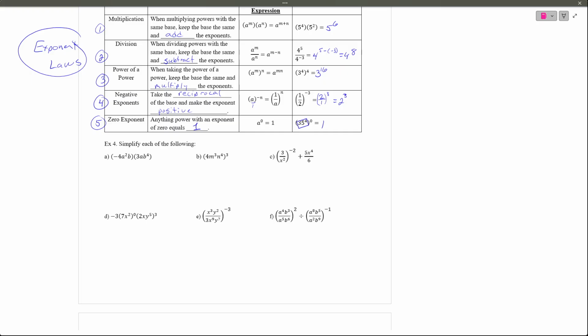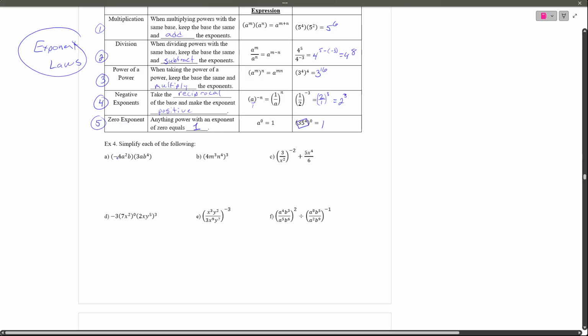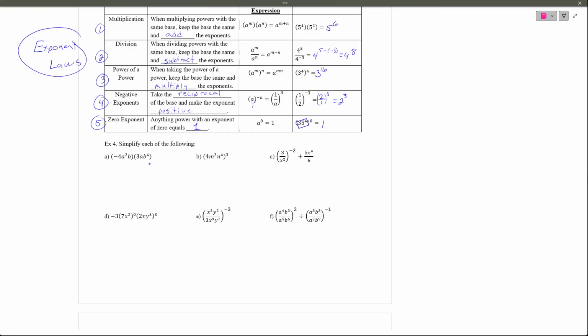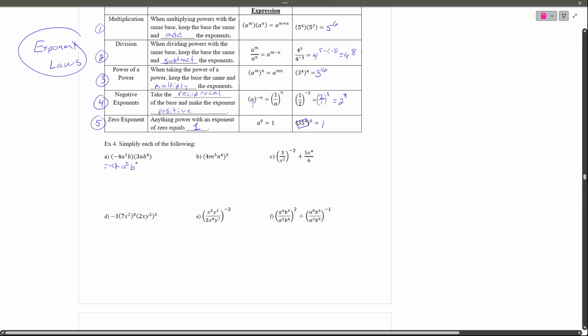So here we have a squared times b, and the coefficient is negative 4. On the right-hand side, we have 3ab to the power of 4. So what we're going to do is multiply the powers, which means we have to add the exponents, for each one of these separately. So negative 4 times 3, that's just negative 12. Now we do a squared times a. They have the same base, so we add the exponents. So that's going to be a to the power of 3. And then we have b and b to the power of 4, so we add the exponents. That's going to be b to the power of 5.